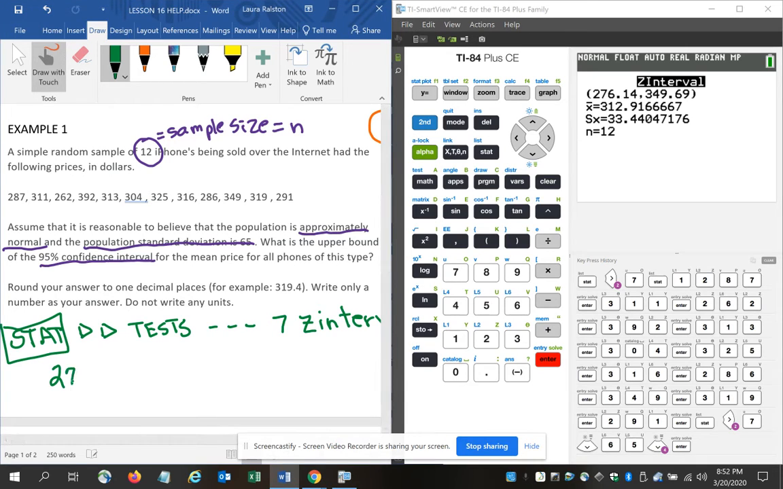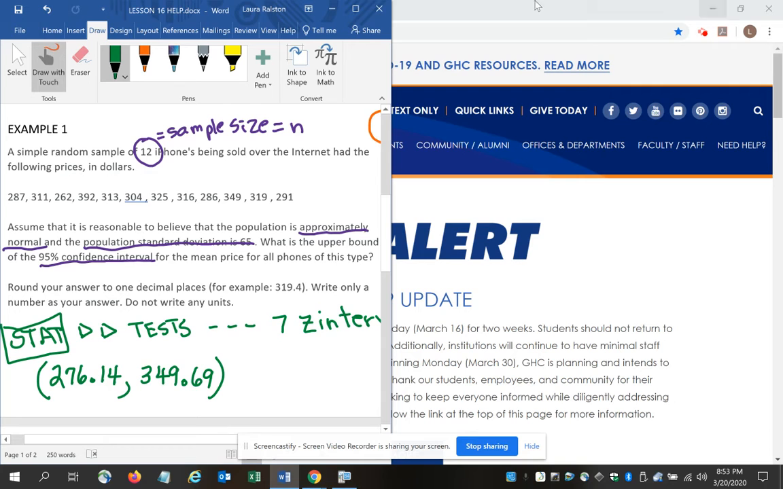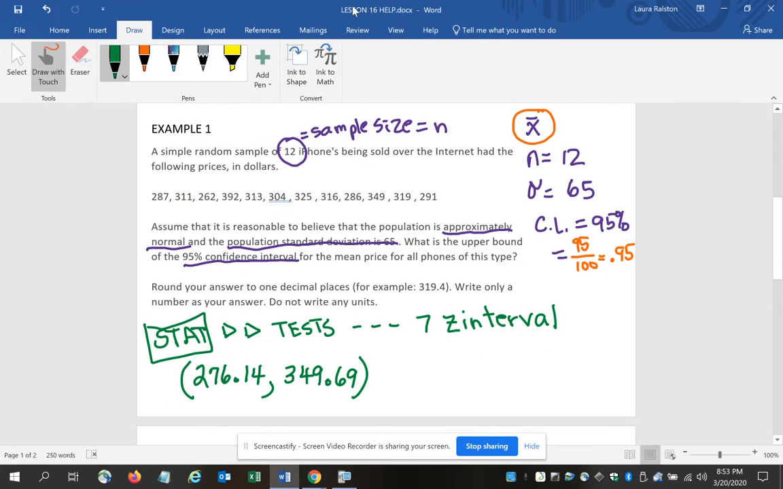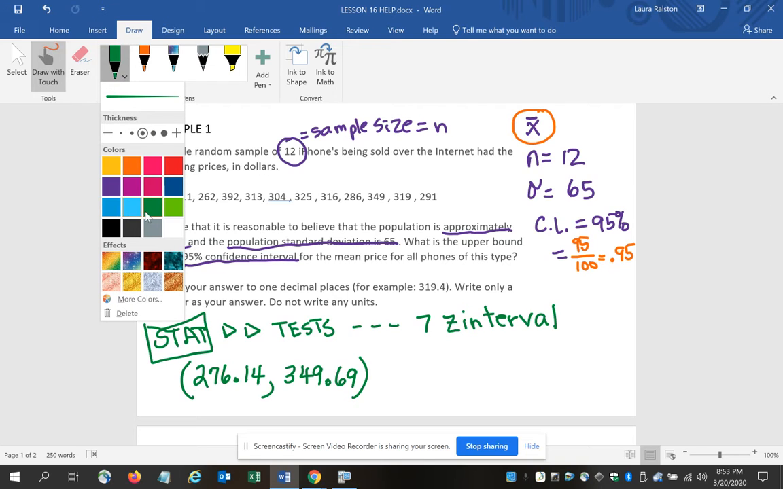Okay, so 276.14, comma, 349.69, and those are surrounded in parentheses. It does indicate to me what my sample mean was and the sample standard deviation, as well as the sample size. I don't necessarily need those things to answer this problem. Okay, within those parentheses, you have two numbers that have been output for you.